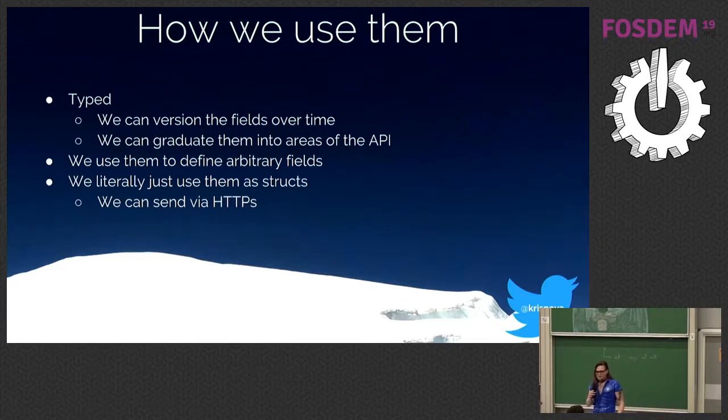We can define arbitrary fields, and again, we can literally just use them as structs in our code. If you've ever vendored Kubernetes client Go before, if you want to create a pod, you actually initialize a pod struct and then pass it to your client, and that's how you create a pod.